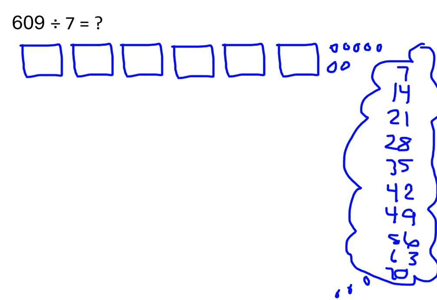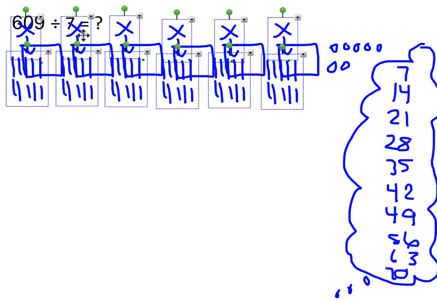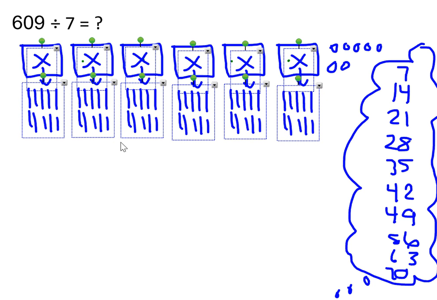So we're going to start with our hundreds. If we have 1, 2, 3, 4, 5, 600, can we separate that in 7 different groups? Well, no, because we only have 6. So what we're going to do, we're going to separate that into our tens. So each 100, we're going to separate that into tens. It's going to look like this. So each 100 is now 10 tens.